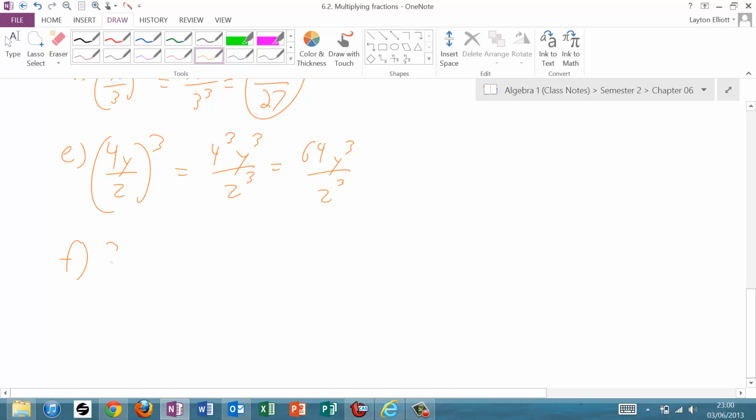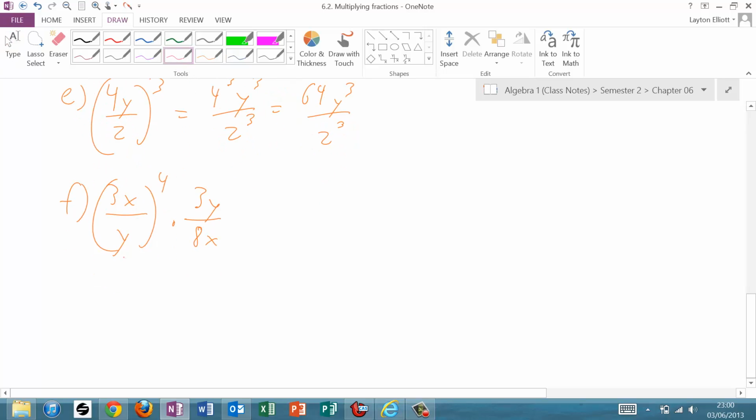Let's go 3x over y to the fourth times 3y over 8x. Order of operations says we raise the powers first, so I have 3 to the fourth, x to the fourth, over y to the fourth, and I have times 3y over 8x. Well, if I look at 3 to the fourth times 3, I could actually combine that to be 3 to the fifth. Then let's look at the x's.